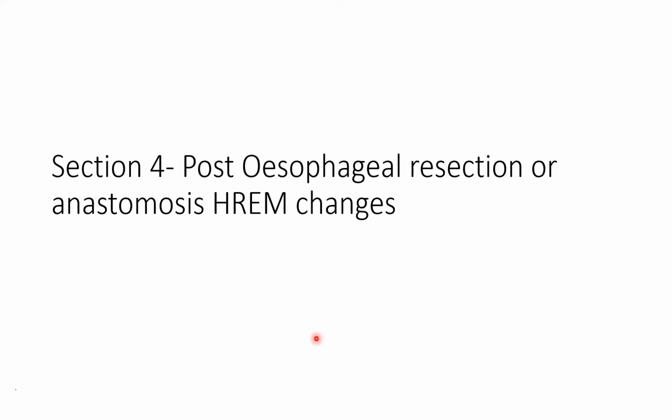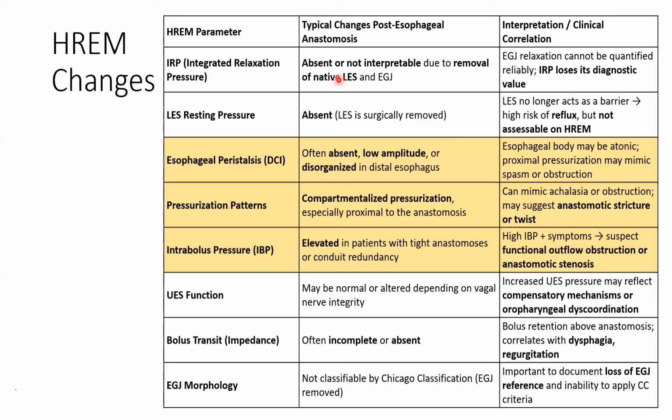Now, what happens in the set of patients who have undergone esophageal resections? That is, patients who have undergone esophagectomy for various indications. So IRP and LES would be gone, so that's not what you are trying to look at now. Look at only the yellow part.